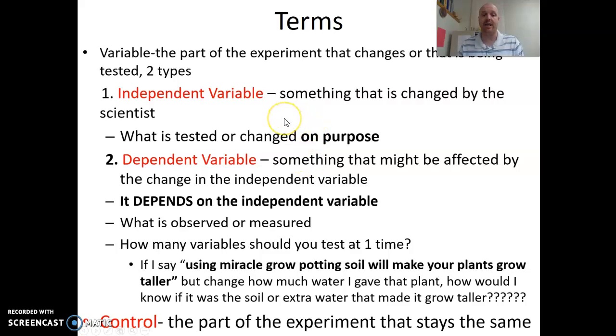And the last term we're looking at is the control. The control is the part of the experiment that stays the same. That would be the same amount of water, the same amount of sunlight, the same amount of cup that you drink, whether it's Mountain Dew, Coke, or coffee. All right, so it would be the same amount. Okay, so that's the controls. So those are three terms you really want to make sure you get down in your notes and pay attention to, and also know the variables. Testing at one time, you should just test one variable if at all possible.